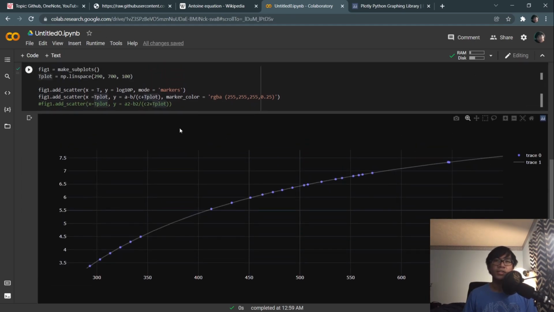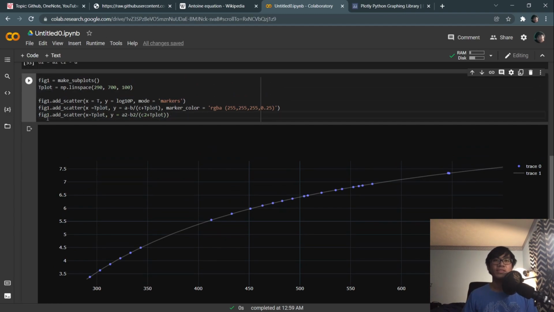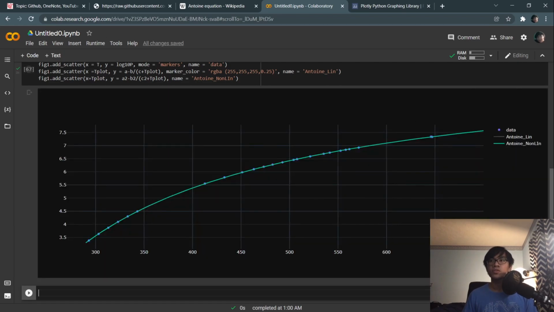You know what? You can't actually see it. Let's actually name the labels. I guess I forgot to name them. Don't do as I do, do as I say. So this is our Antoine linear. This is our Antoine nonlinear. This is our data. Should show up perfectly.